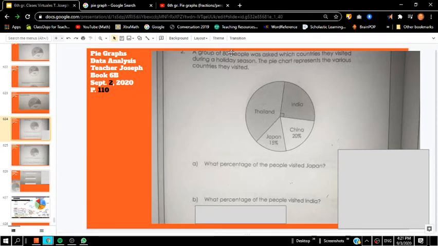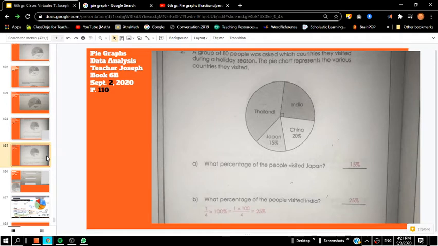Well, if we have a group of 80 people that were asked which country they visited during a holiday season, what percentage of people visited Japan? Well, the percentage is right there on the screen, okay? So the answer is covered up, but that's pretty simple, 15. And then what percentage of people visited India? Now, it's very important, boys and girls, that we understand that this right angle that's shown on the screen equals not only 90 degrees, but also 25%, okay? If you don't understand that, look back in the previous videos that I've already explained, all right? So let me show you those answers.